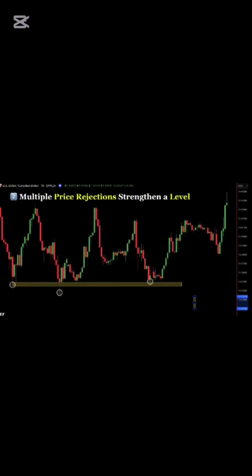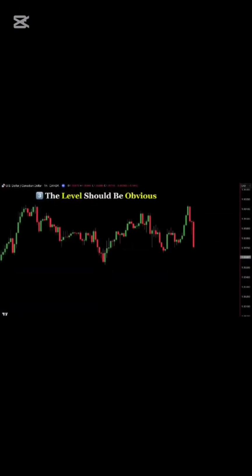Because a level with multiple rejections proves that buyers or sellers are stepping in at that area repeatedly, increasing the probability of price reacting again in the future. The level should be obvious. A strong support or resistance level should stand out immediately. If you have to look too hard to find it, it's probably not significant enough.